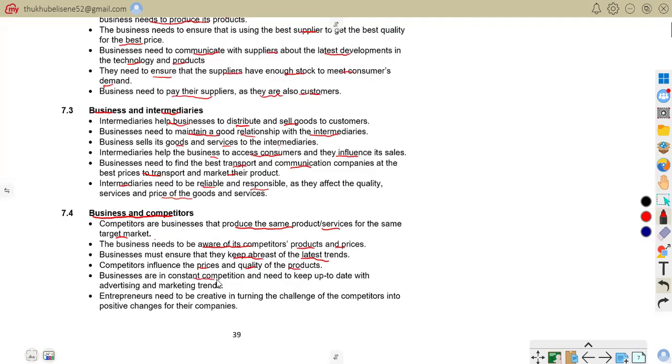Businesses are in constant competition and need to keep up to date with advertising and marketing trends. So we know very well that the competition is constant. So for example, fast food chains always update menus to attract customers. Entrepreneurs need to be creative in turning the challenges of the competitors into positive changes for their companies. So entrepreneurs must be creative. For example, a small bakery offers online orders to beat what? Competition.